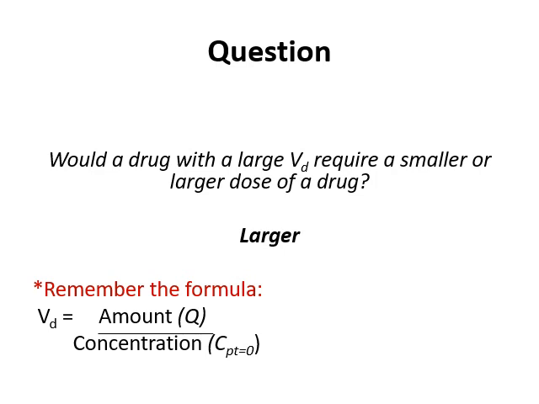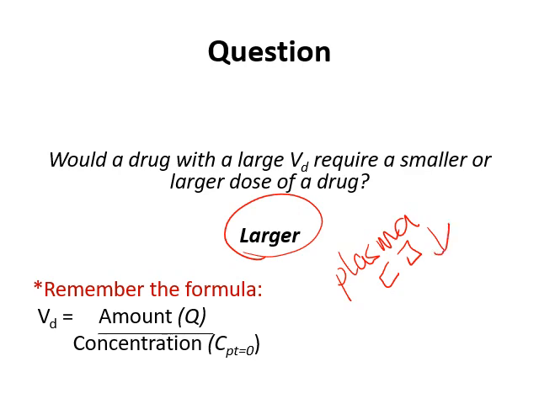So if you have a drug that has a large volume of distribution, you will need a larger amount of the drug because the plasma concentration, this is the chemistry symbol for concentration, the plasma concentration is decreased. Okay? That's what I'm asking when I ask you a question. Is a drug with a large volume of distribution, do you need to increase or decrease your dose?